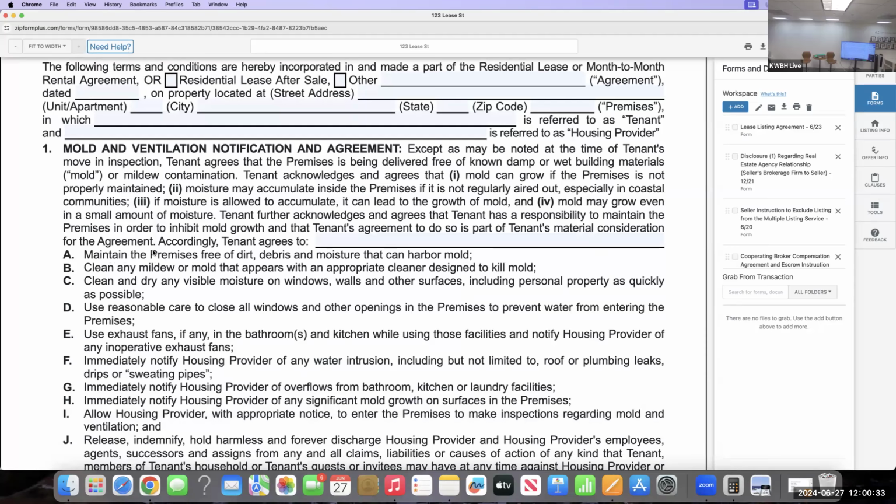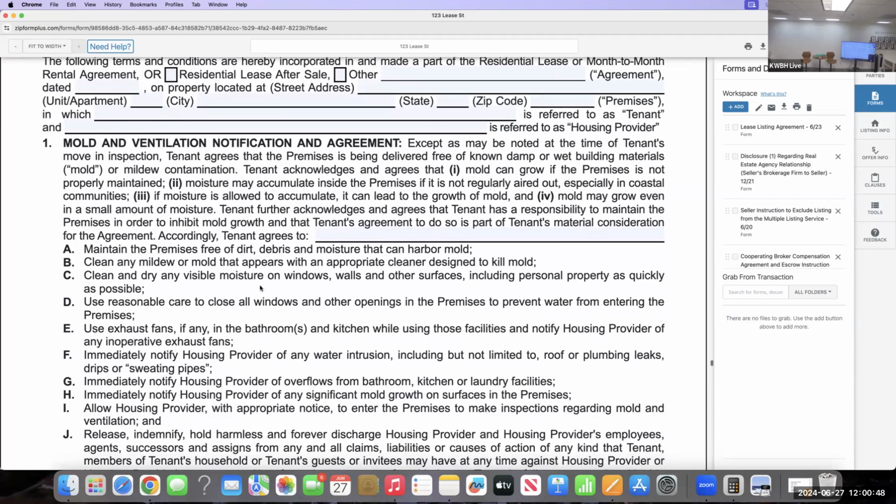So here it says the tenant's responsibility is to maintain the premises free of dirt, debris, and moisture. Clean mildew and mold that appears with an appropriate cleaner. It's putting the responsibility on the tenant. If they see something, they need to address it because you're not there. Right? Clean and dry visible moisture. Use reasonable care to close all windows and other openings of the premises to prevent water from entering the premises. So what if you have a tenant that leaves their windows open when it's raining? They don't care about the floor. Right? This is protecting the landlord, actually.